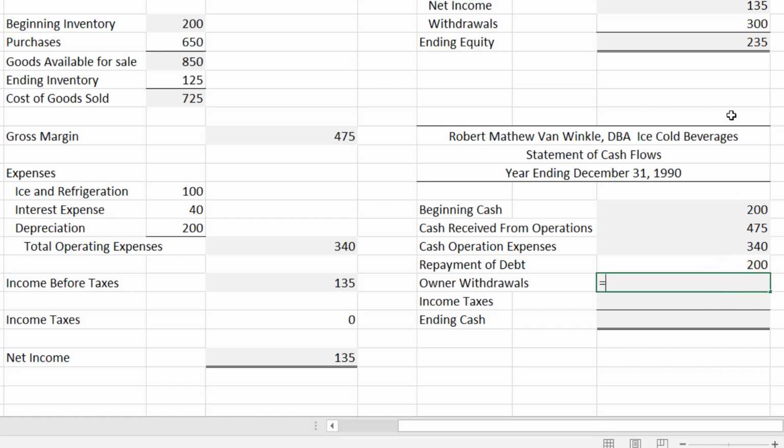We'll type an equal sign. Go up here and find the withdrawals and click on it, and we're all set. Income taxes, type an equal sign. Our income taxes were 0, but we're still going to put them in here so that we can do the math. And we're off and running.